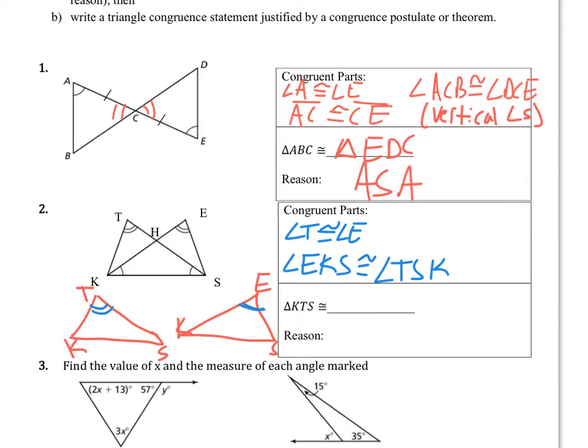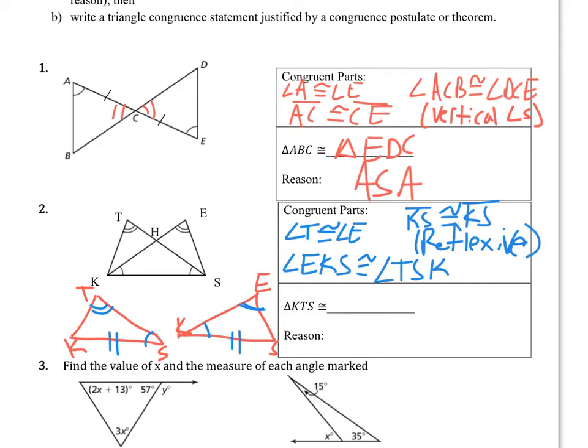Now what's not marked, now we need to mark those here, by the way. T is congruent to E. And then this S here is congruent to this K. Okay. What's not marked is this KS is congruent to KS. And that is our reflexive property. Reflexive means it's the same thing. KS and KS are the same thing, so of course they're the same. All right, so reflexive property there.